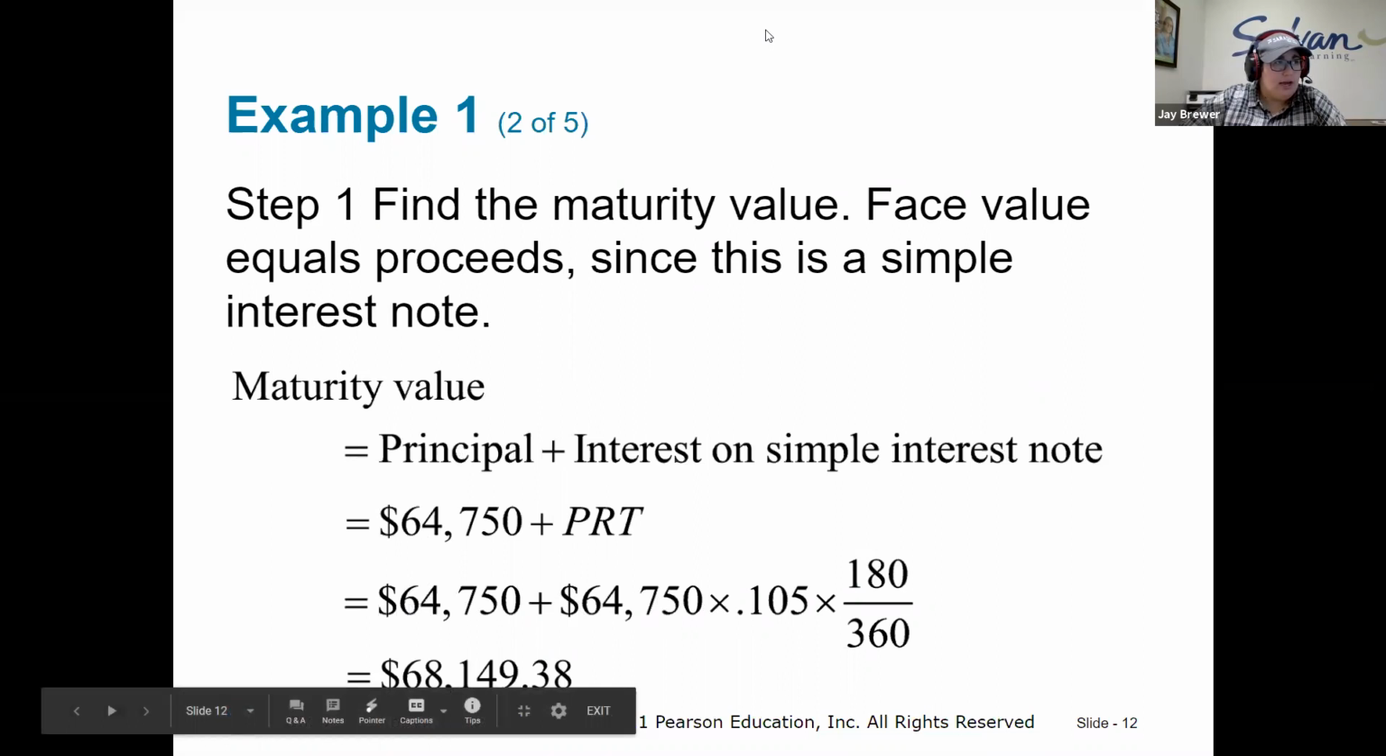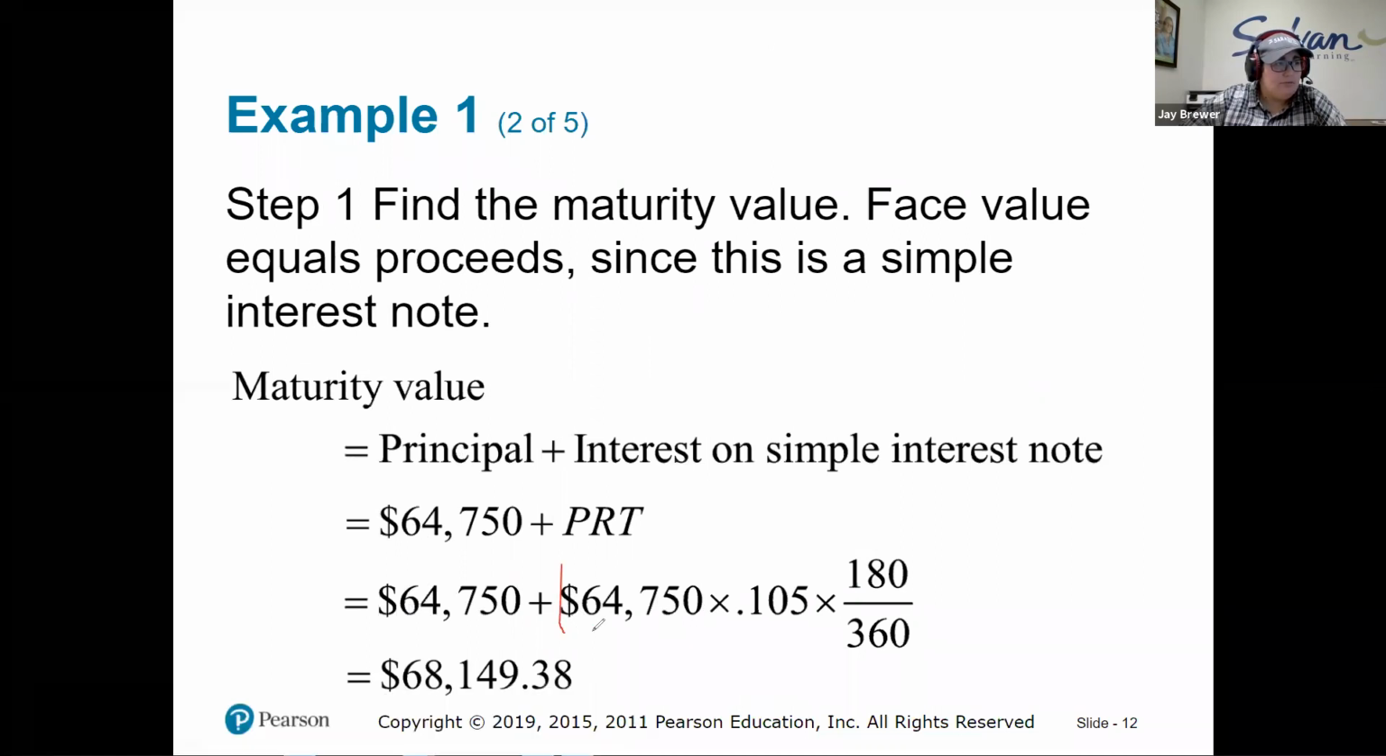Really, you should have a parenthesis around this. Otherwise, you might get confused and add them and then do it. So those of you that might need that clarity, make sure you're doing that, okay? I don't want you to add prematurely.